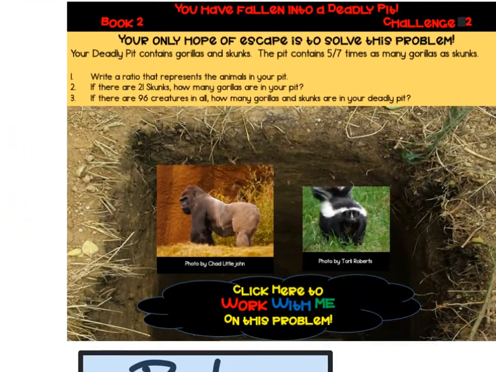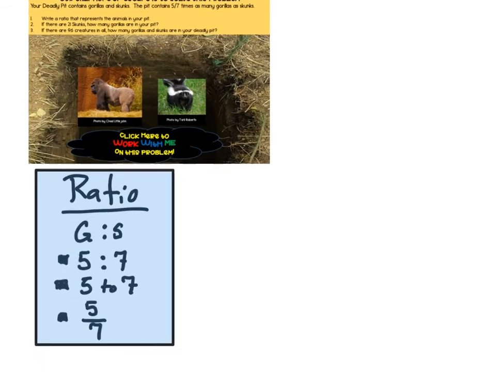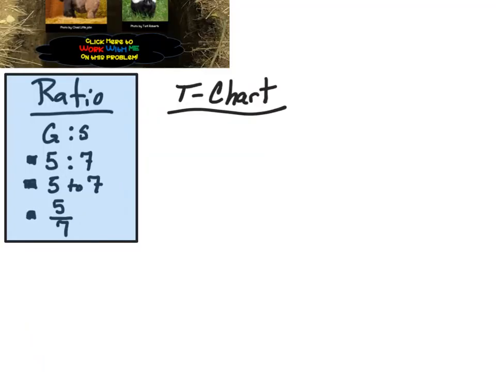Alrighty, my friends, let's come back up here and take a look at the second problem we have to figure out. If there are 21 skunks, how many gorillas are in your pit? And for this, we want to use the super duper T-chart.